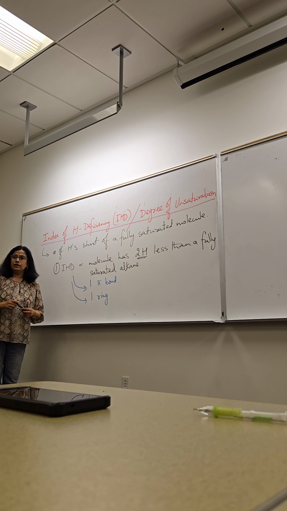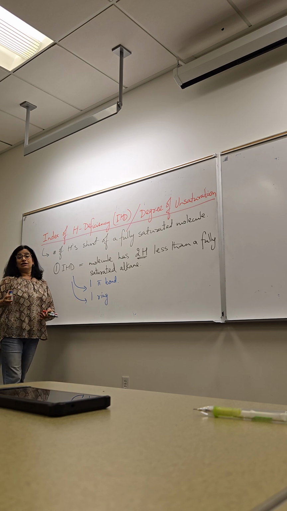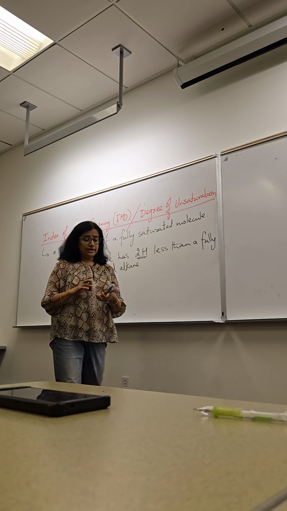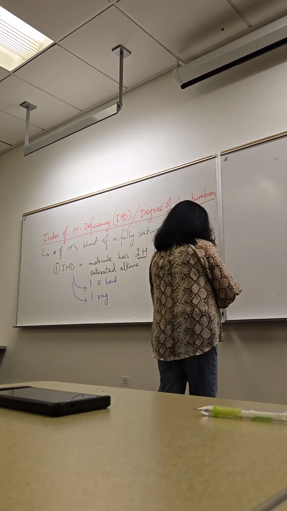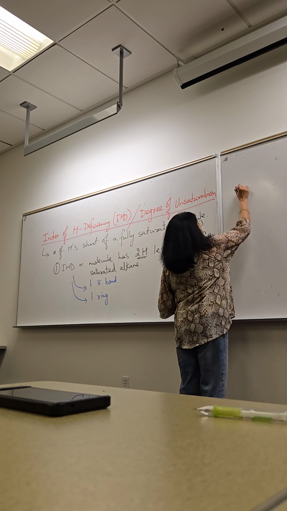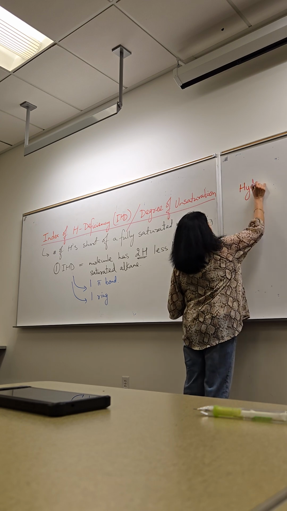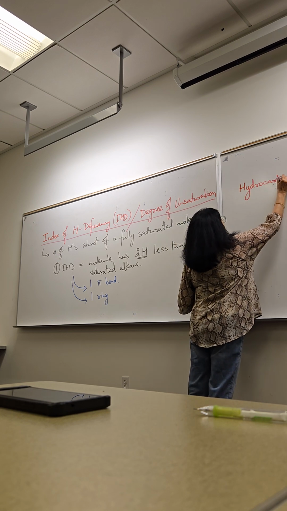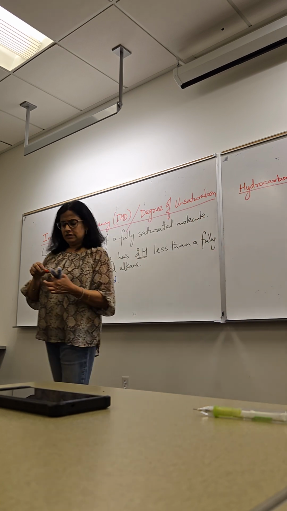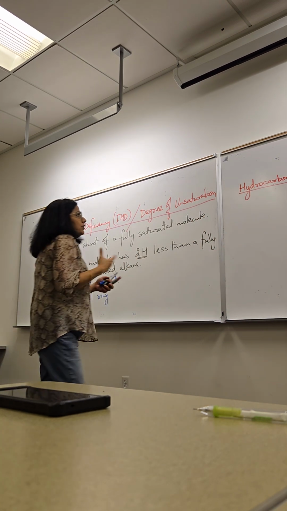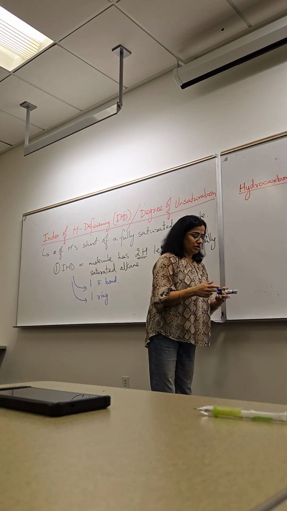Are you guys with me so far? Yeah. Okay, so how do we figure it out? What is the process of figuring out IHD in a molecule? So let's look at different kinds of compounds. Let's start first with hydrocarbons. What are hydrocarbons again? Molecules that are just made of C and H. No heteroatoms, right? C and H only. So how do we figure out IHD for a hydrocarbon?